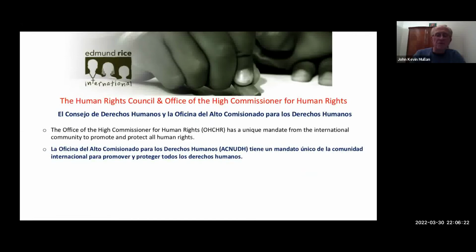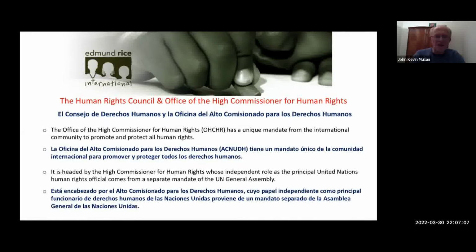Another important office to be aware of is the Office of the High Commissioner for Human Rights. And the Office of the High Commissioner has a mandate from the international community to promote and protect human rights. At the moment, the High Commissioner is Michelle Bachelet from Chile. And when the Human Rights Council meets, she makes reports to the Human Rights Council. So in the past month, she has been present at the council meetings quite often, reporting on various things she's been investigating or various issues she's been following up on. So the Office of the High Commissioner for Human Rights is also something that people need to know about.